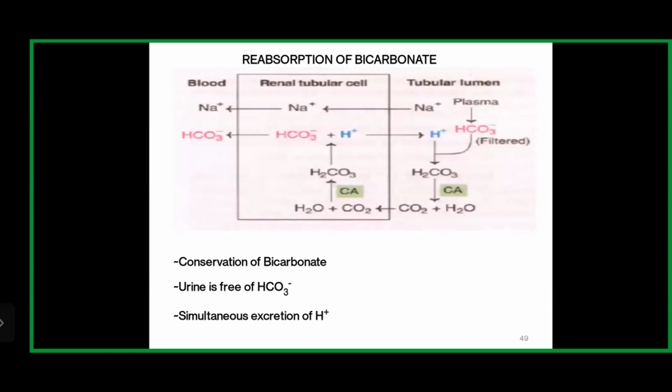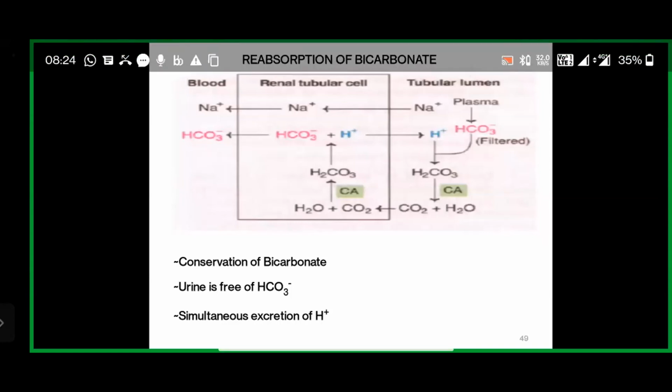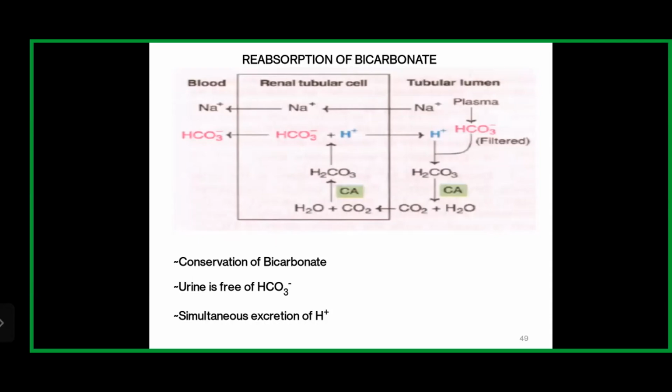In the tubular lumen, there comes bicarbonate that is filtered from the PCT and the proximal part of the tubules, and it combines with the H plus to form H2CO3. This H2CO3 is then dissociated by the carbonic anhydrase activity into CO2 and H2O. This CO2 then enters the renal tubular cells, and again combines with water to form H2CO3. This H2CO3 then dissociates into H plus and HCO3, and this HCO3 is then reabsorbed into the blood. So in this way, the bicarbonate is conserved, the urine is made free of bicarbonate, and there is simultaneous excretion of H plus.